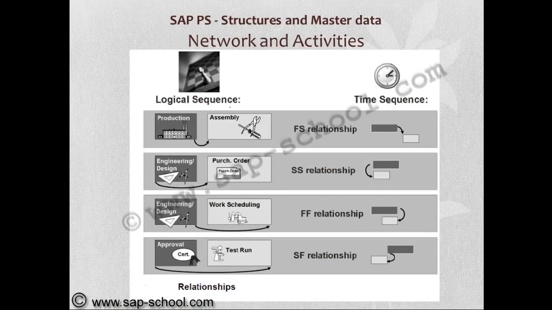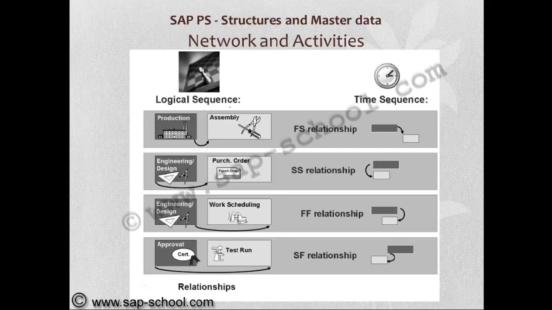Finish to start, that is the FS relationship. That means once the production has been finished, only then will the assembly procedure start. So this relationship will be used to link these two activities. Another one is start to start, the SS relationship. The engineering design and purchase order processing will be started simultaneously, both starting together.